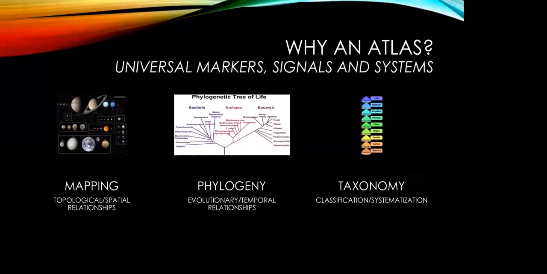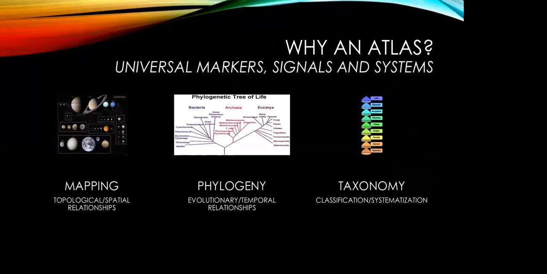Another characteristic of an atlas is phylogeny. And if we are looking at the phylogenetic tree of life, we have a better understanding about how life basically evolved on Earth and which are the main branches of the tree of life. And phylogeny is going to give us an idea about evolutionary and temporal relationships. And of course, an atlas is about taxonomy or classification or systematization. What is it that we are looking at, and which are the relationships of interest over there? So again, if we are looking at the taxonomy of life, we have domains, we have kingdoms, we have phylum, we have classes, orders, families, and so on. So they branch down and they diversify.